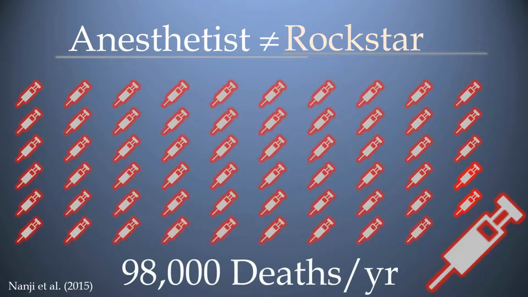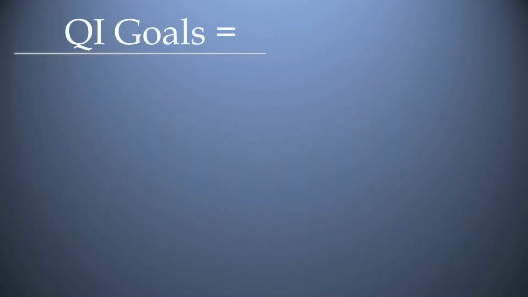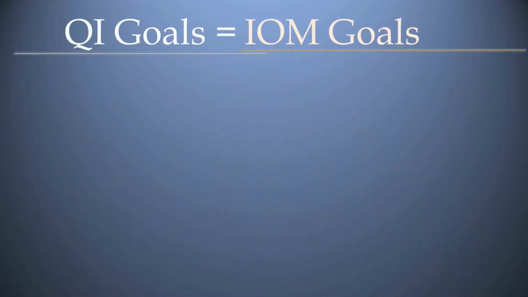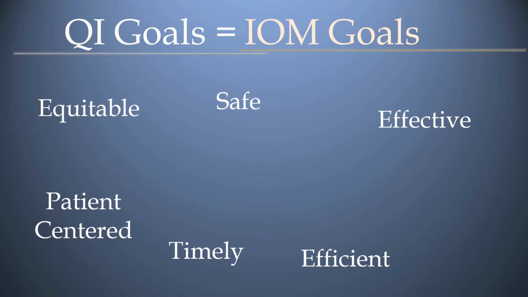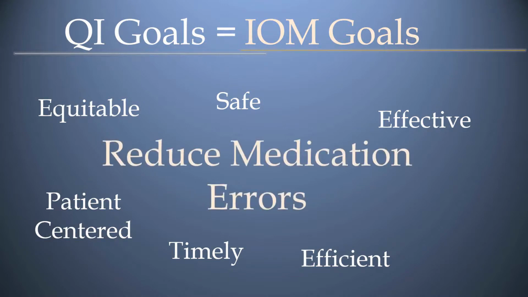Bringing this back to the To Err is Human report by the Institute of Medicine that said that 98,000 deaths per year are caused by us, by providers. How many of those are we responsible for in anesthesia? So my QI goals, I'd like to align them with the Institute of Medicine's goals. We read about these as well in Joshi and other articles that we read. The 6 main Institute of Medicine goals: to be safe, effective, efficient, timely, patient-centered, equitable. I think they all align with reducing medication errors, which is my QI goal.